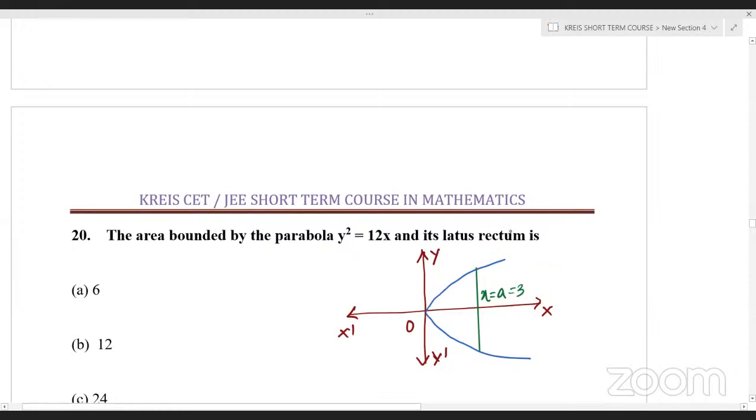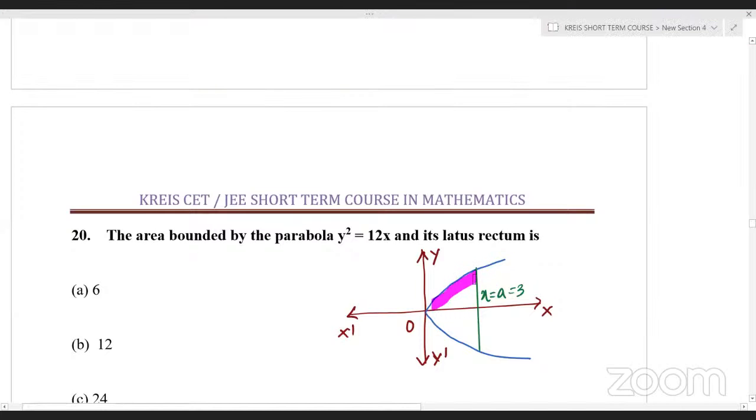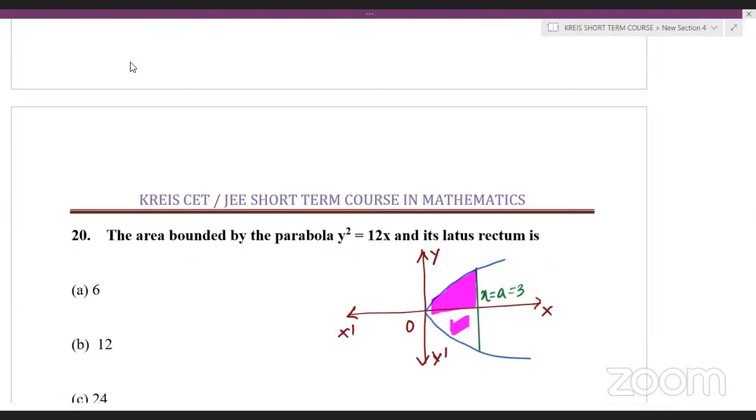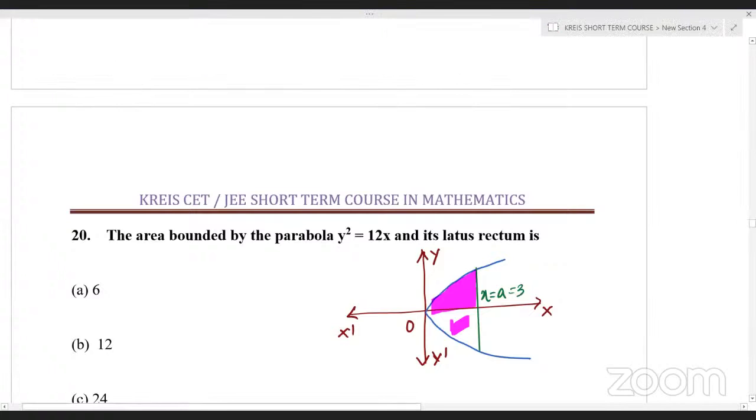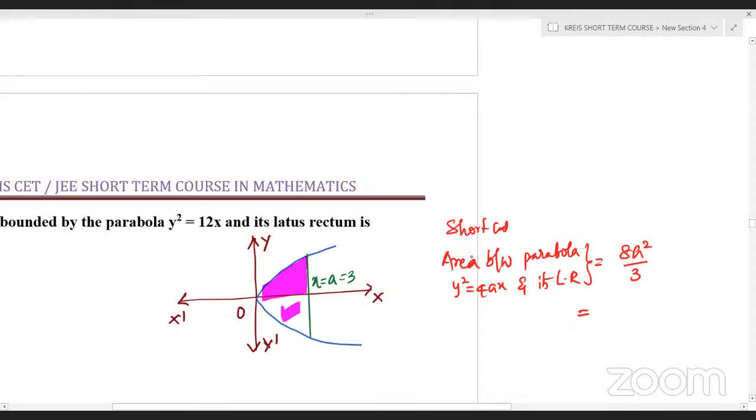So area bounded by the curve. So you are supposed to find out the area upper part, right? So this part, and this is a symmetric curve. We want this also, so that you can use the regular formula and work out. Otherwise, you can remember area between parabola y squared is equal to 4ax and its lattice rectum. This is given by the formula 8a squared divided by 3 ಅಂತ ಜ್ಞಾಪಕ ಇಟ್ಕೊಳ್ಬೇಕು. So it is the shortcut result for the given problem, right?